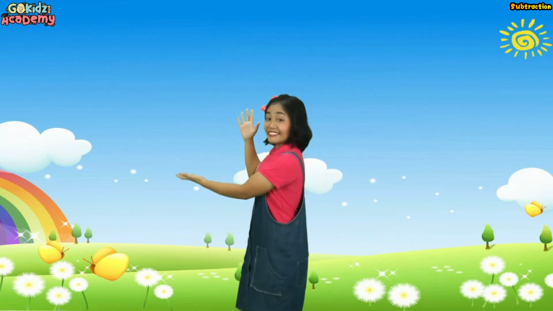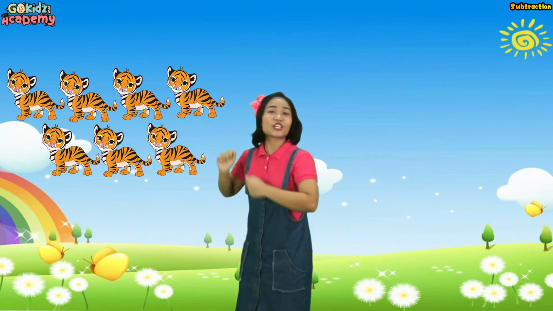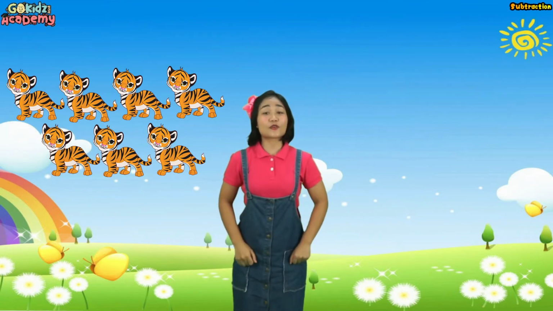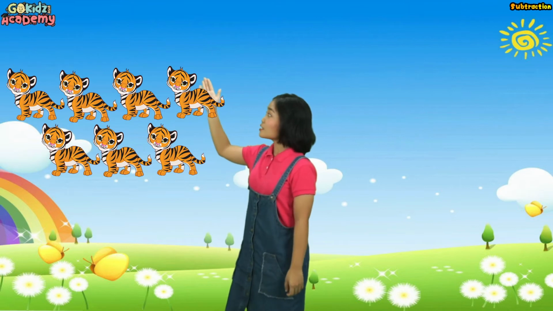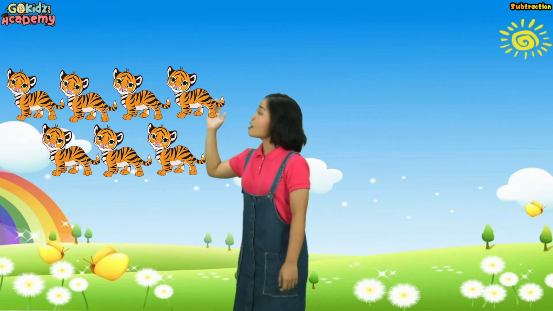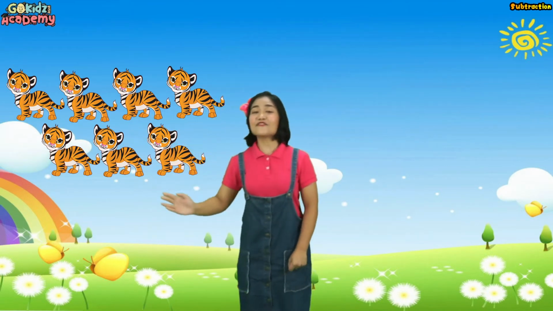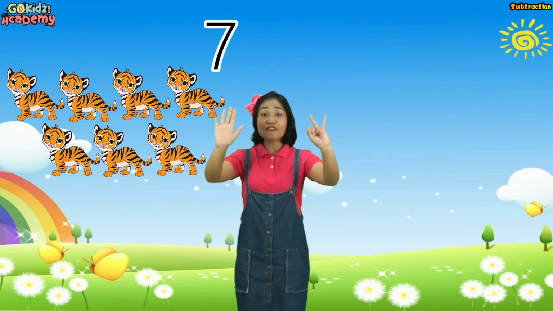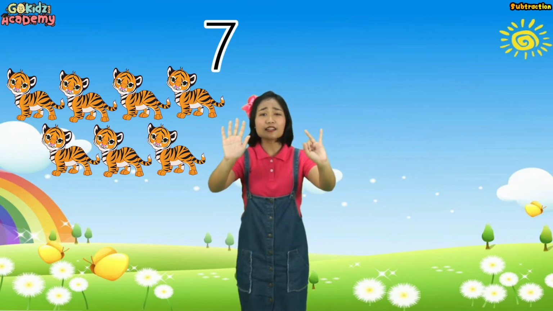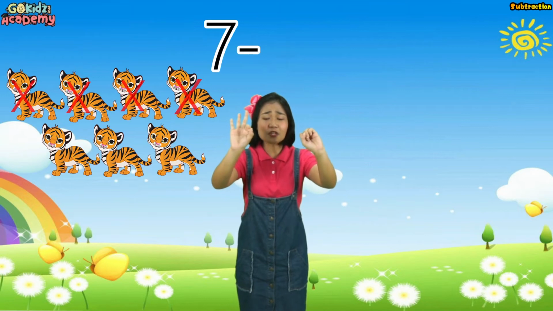Next example. Tiger. Cute tigers. So there are 1, 2, 3, 4, 5, 6, 7 tigers. 7 tigers. But the 4 other tigers were caught.